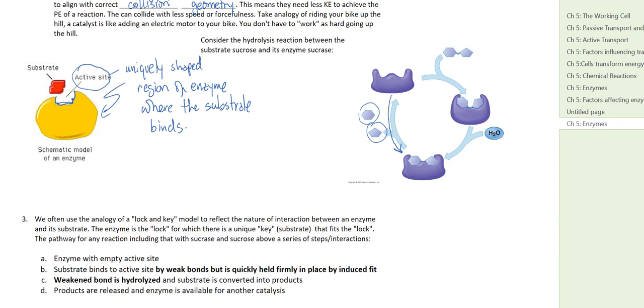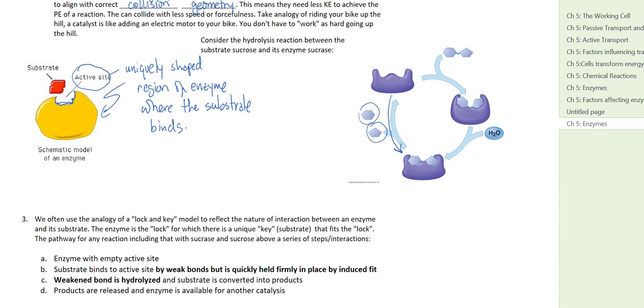So you'll often see textbooks refer to the analogy of a lock and key to reflect the nature of the interaction between enzyme and its substrate. So, just like every door has a unique shaped lock to fit a specific key, right? The shape of that lock being the enzyme, and the key being the substrate that fits into that.